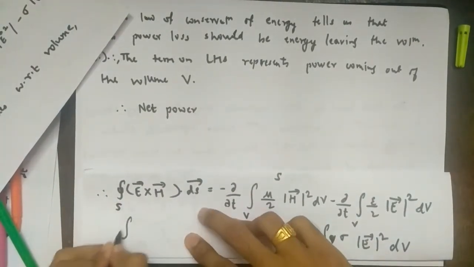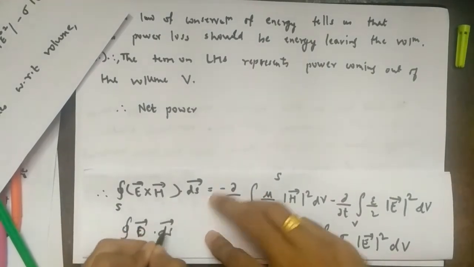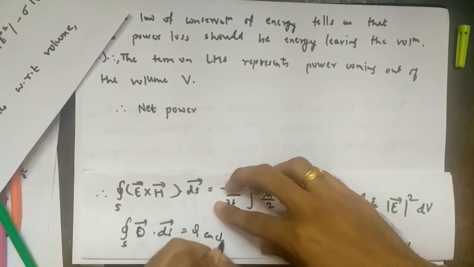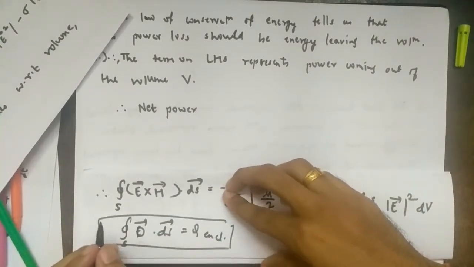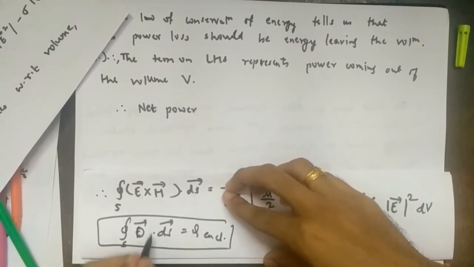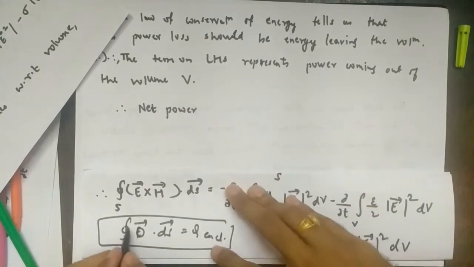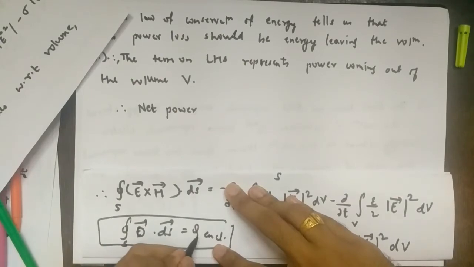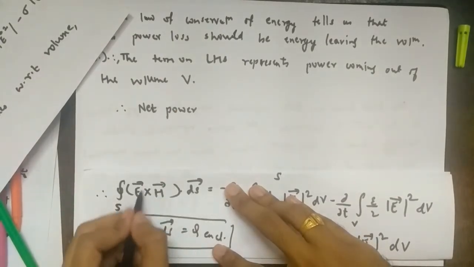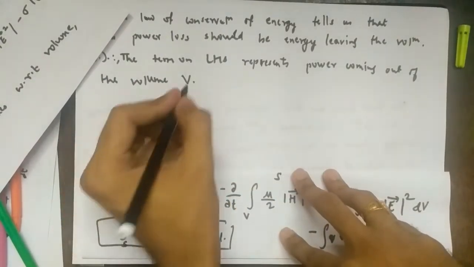This is similar to the closed surface integral of D vector dot dS vector equals Q enclosed. This is the integral form of Gauss law, right? How do we read this? The total amount of electric flux density coming out of the surface, right? So what does this indicate then? The total amount of power coming out of the surface.